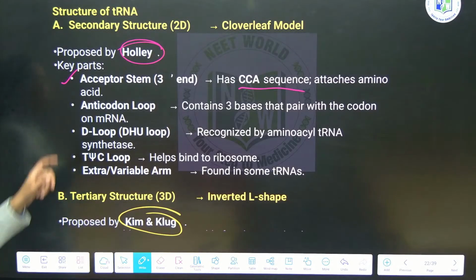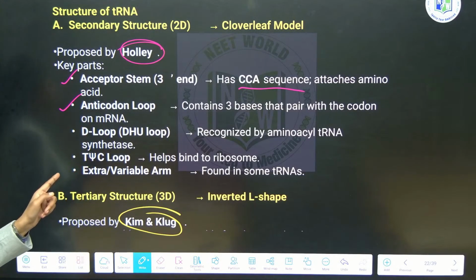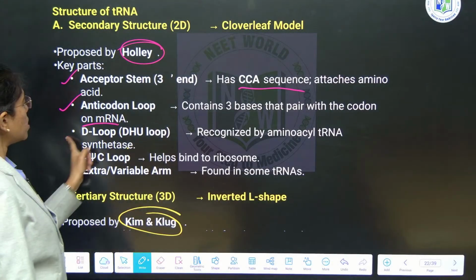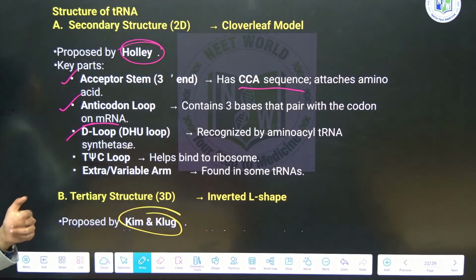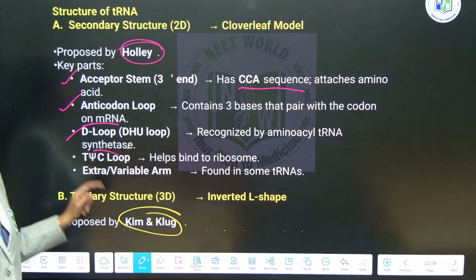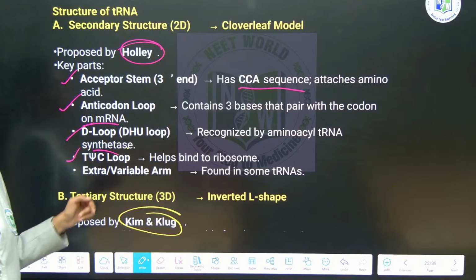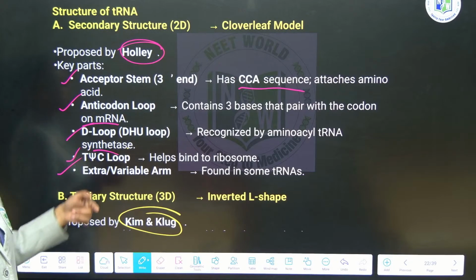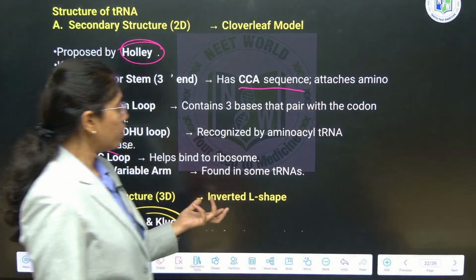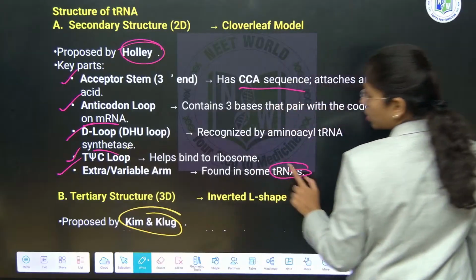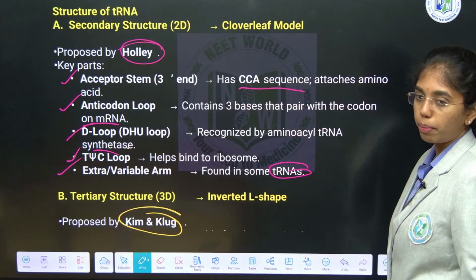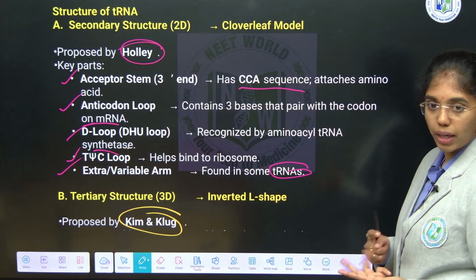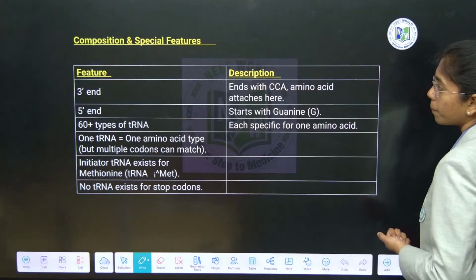of tRNA. Next is the anticodon loop. This contains 3 bases that pair with the codon on the mRNA. Next is the DHU loop, recognized by amino acyl tRNA synthetase. The T-psi-C loop holds the ribosome, which is the ribosomal binding loop. Next, it has an extra variable arm which is found in some tRNAs, close to the ribosomal binding loop. Clear? Acceptor loop, anticodon loop, DHU loop and T-psi-C loop.